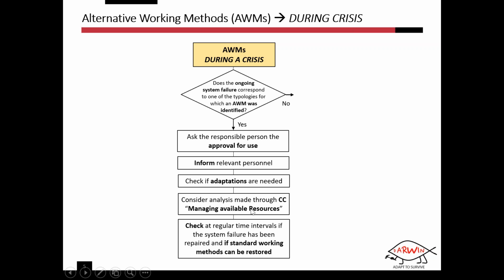And you may also consider the analysis of available resources, the other card we were saying before. And then you may need to check at regular time intervals whether the system failure you have started with has now been solved, and so if there is a possibility to go back to the standard working method. This is also an important step, because otherwise you may continue working with a method which is not very efficient, even when the situation has been recovered.